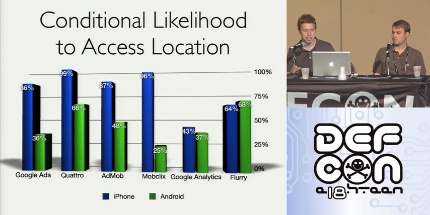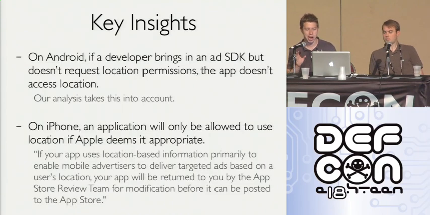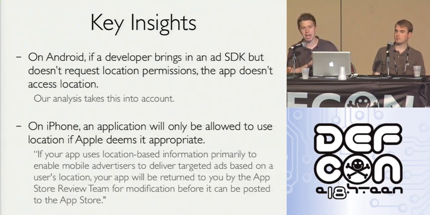To put these numbers into context, I think we have to look a little bit deeper into how we analyze things. So, for example, on Android, if a developer brings in an SDK but doesn't request the location permissions, we don't say the app requests location or accesses your location because it can't. It doesn't have access to the APIs. So you notice the Android numbers for the SDKs accessing location were lower. Our analysis takes this into account. So if a developer brings in an SDK that tries to access location but doesn't actually request the location permission, the SDK doesn't get location.